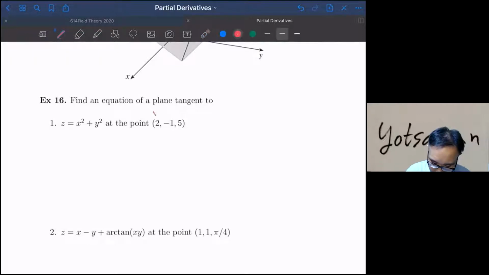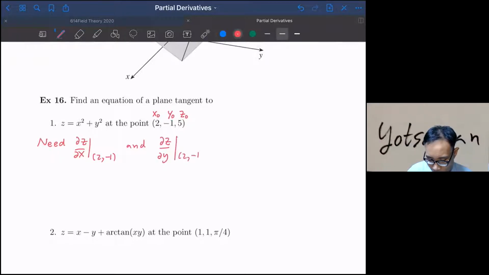So this one will be your x0, y0, and z0. The thing that you will need is the derivative. You will need dz/dx at (2, -1) and dz/dy at (2, -1). So you will need these two partial derivatives. For dz/dx, you begin differentiating. So you have dz/dx equal to 2x, and dz/dy equal to 2y. That will be my partial derivative.